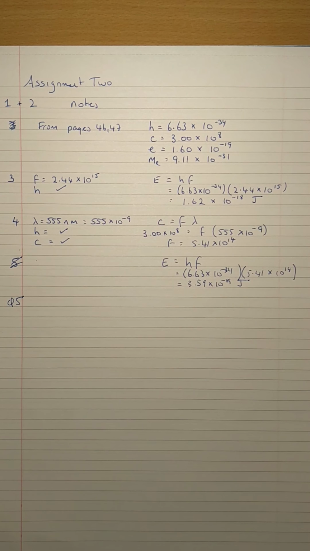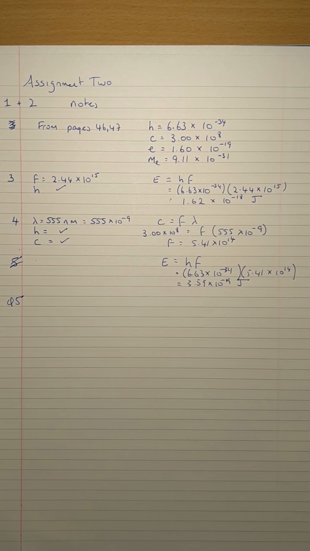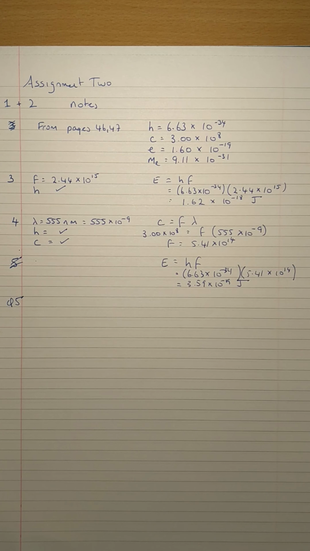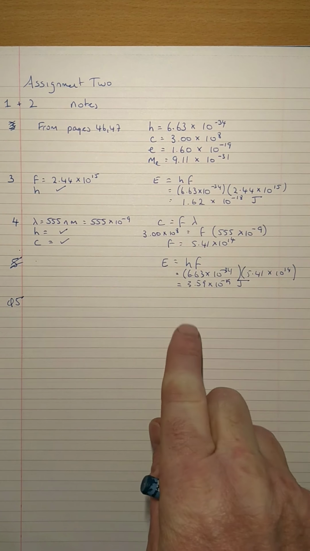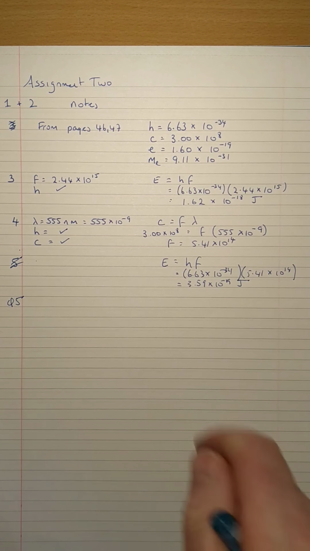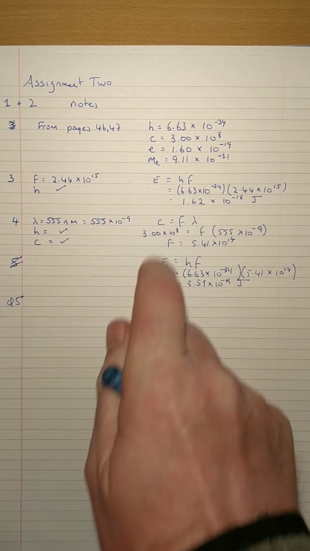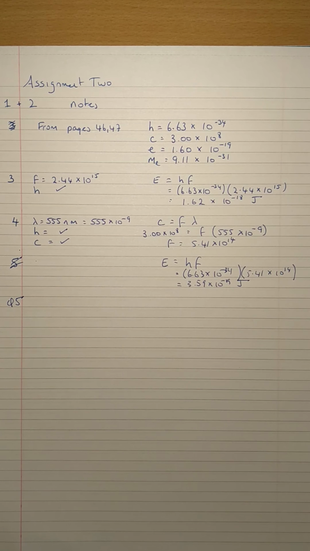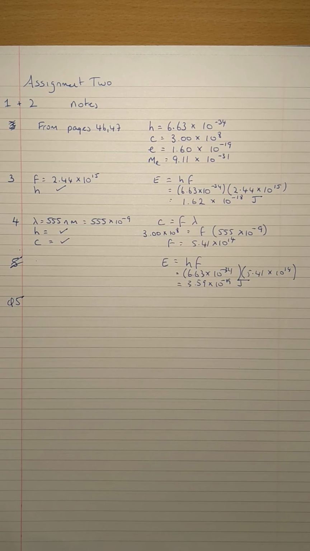Okay, so I have 3 and 4 completed here. So question 3, you were looking for the energy. You had F, and you obviously have H, so E is equal to HF, directly, and you got your answer 1.62 by 10 to the minus 18. Question 4, again, you were asked for the energy, so you needed to finish with E equals HF, which we have here, but you don't have F, so we had to go away and get F using C equals F times lambda. So I think that was reasonably well done and reasonably straightforward.